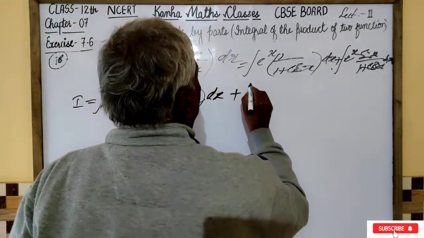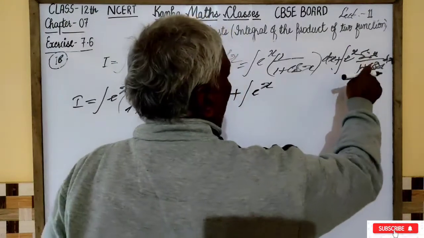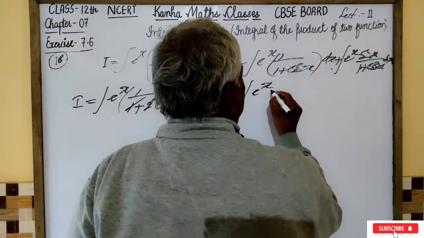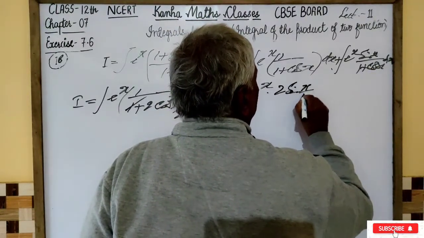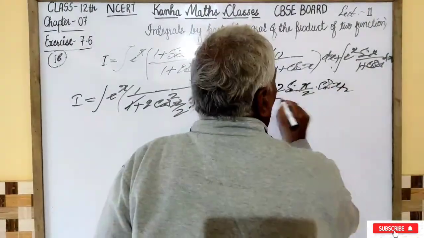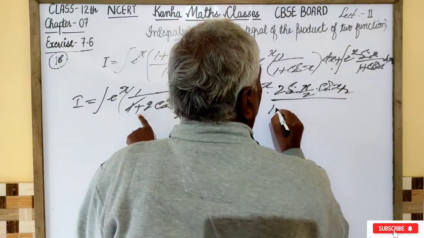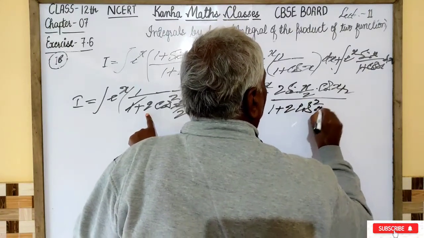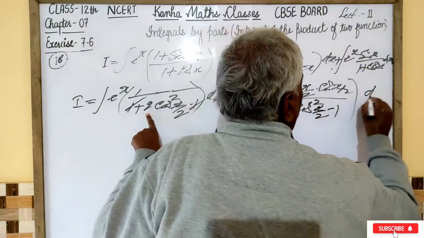Plus e^x sin x upon 1 plus cos x dx, meaning sin x means 2 sin x by 2 into cos x by 2, and 1 plus cos x like this, 1 plus 2 cos square x by 2 minus 1, dx.